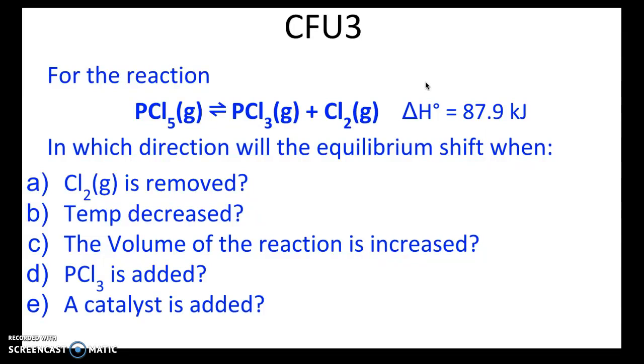All right, so now you have the CFU here. You're going to go through each of these and, using your notes, predict the direction in which it will shift. So will it shift right or will it shift left based on the information? And when you press play again, the answer will be revealed.